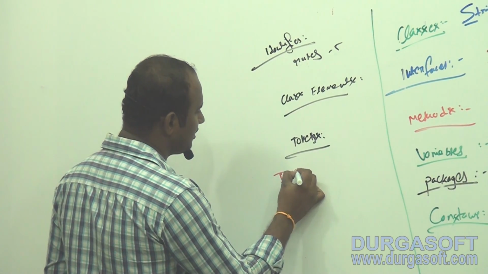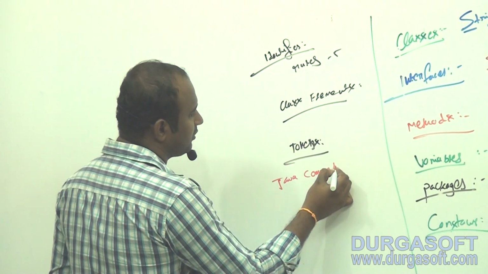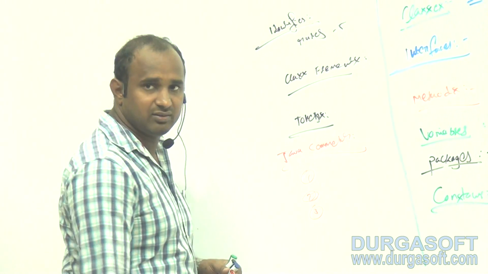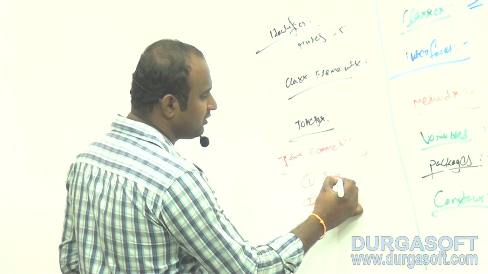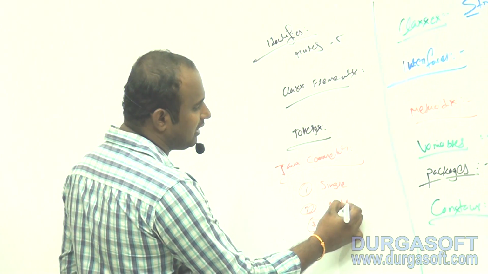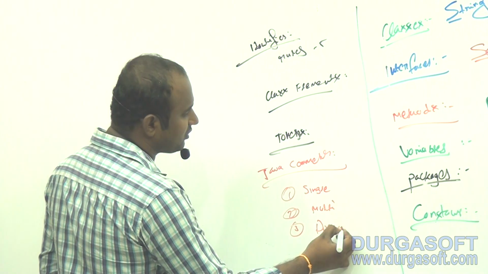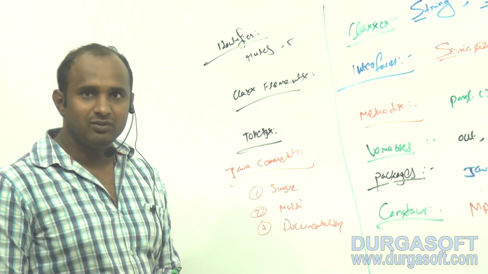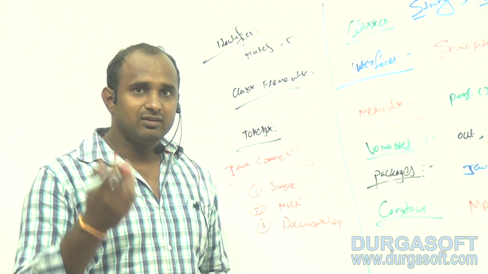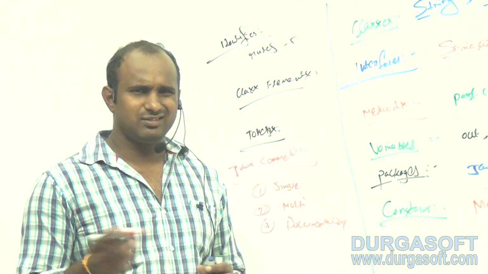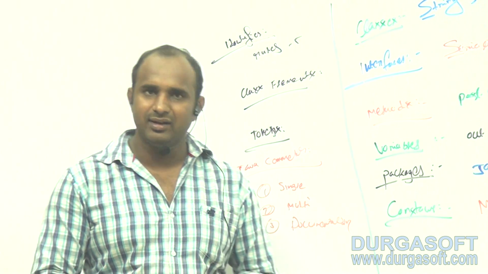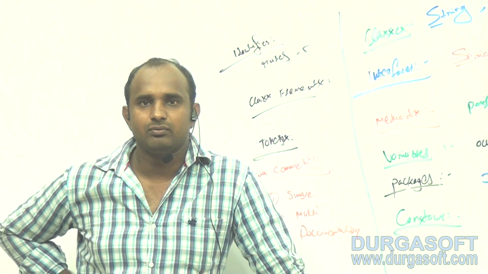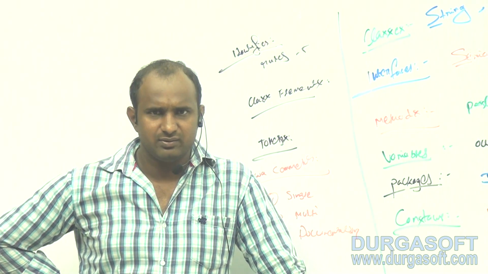So tell me, how many types of comments are there in Java? Generally 3 types of comments. What are the 3 types of comments? Single line comments, multi-line comments, and documentation comments. In regular classes they discuss comments for 1 hour or 2 hours, 3 hours. It's not required. Just single line, multi-line, and documentation comments. Tell me first of all, what do you mean by comment? What is the purpose of the comments?